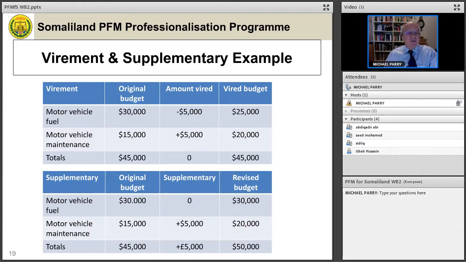A supplementary budget, on the other hand, well, there you decide that you just need to increase your maintenance budget by $5,000. Your fuel budget isn't too much, it's about right, but it needs to be increased. Your motor vehicle maintenance needs to be increased by $5,000. In this case, the total budget goes up from $45,000 to $50,000. So a supplementary budget will change the totals in the budget, whereas a virement simply transfers between budget heads.